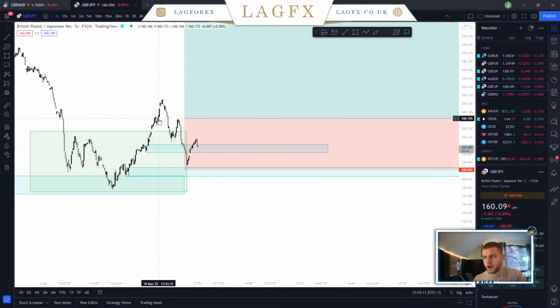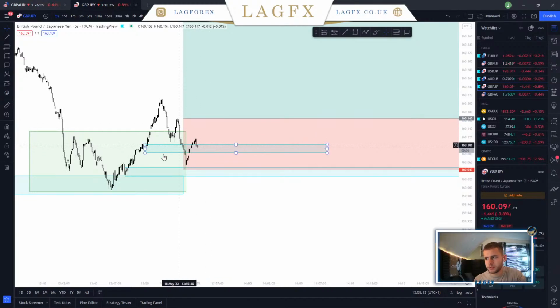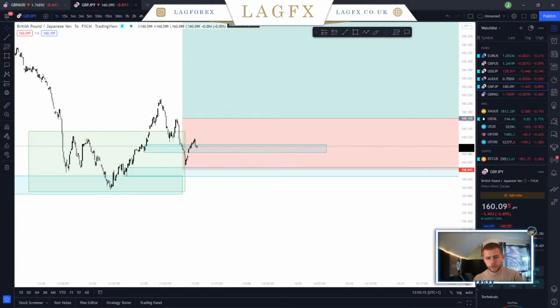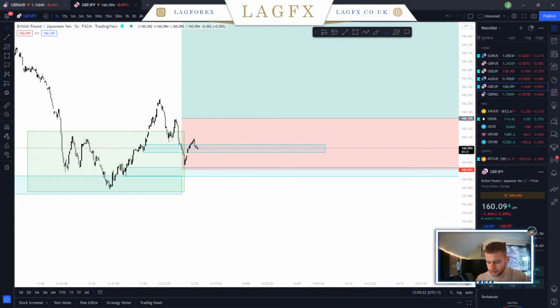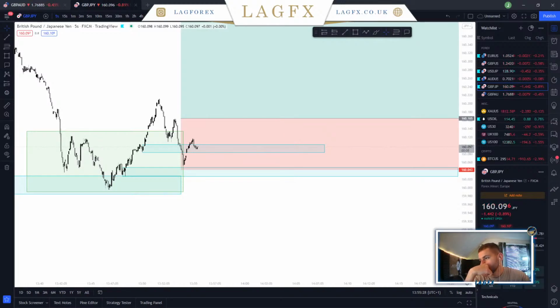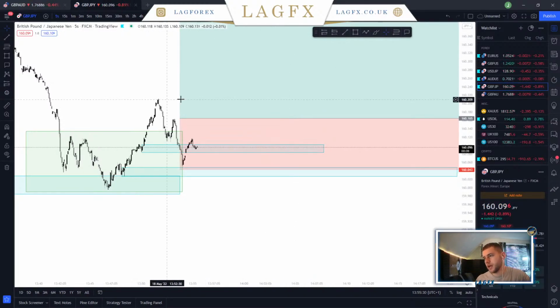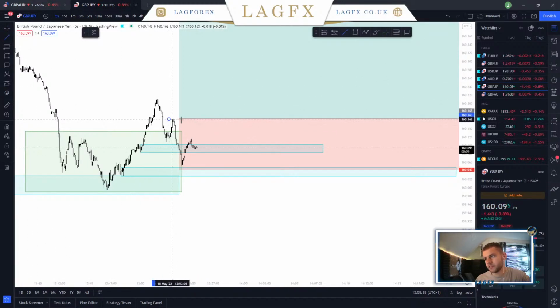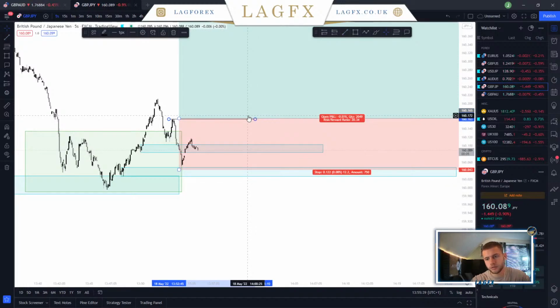Because obviously we want price to not continue this bearishness because we want the continuation higher, so we're just waiting for that. Which is just a game of patience, always exciting. So we're just going to wait, and then as soon as this high, or if this high is broken, potential buy opportunities from there.